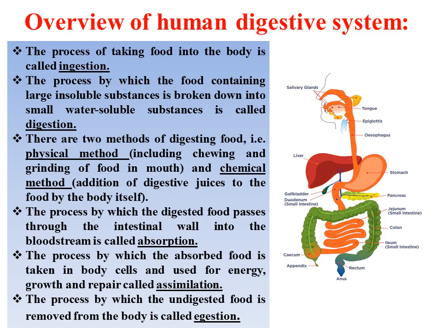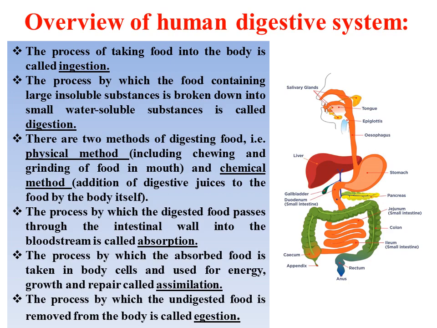First is the physical method, which means it needs our physical activity, including chewing or grinding of food in the mouth, or crushing of food in the mouth by teeth and tongue. And the chemical method is the addition of digestive juice to the food by the body itself, as you already know. So the physical method and chemical method are both very essential for completion of digestion.